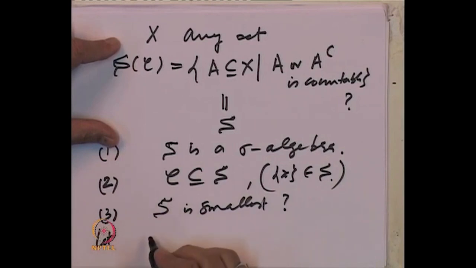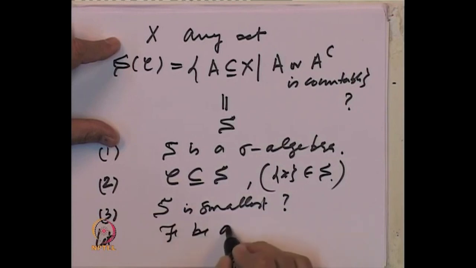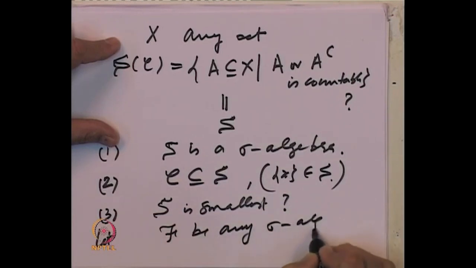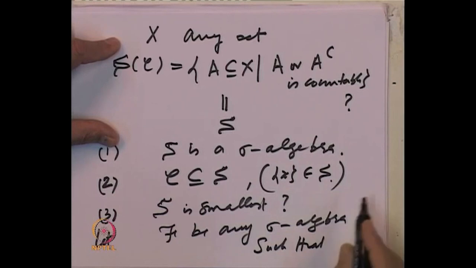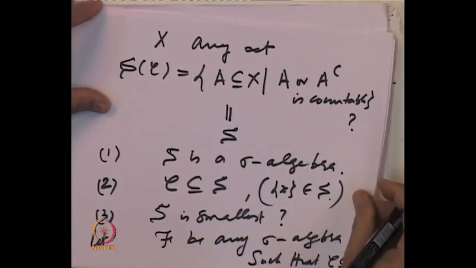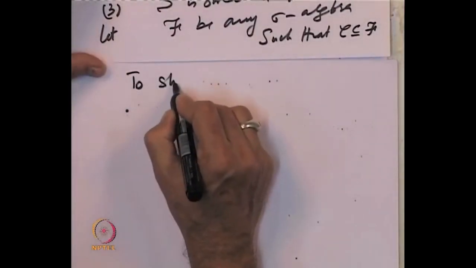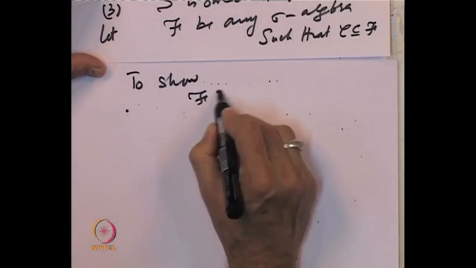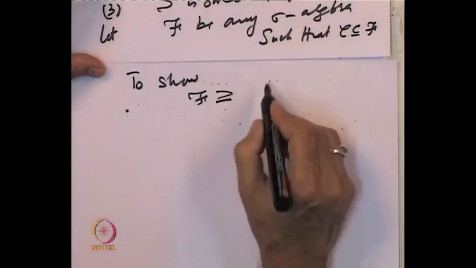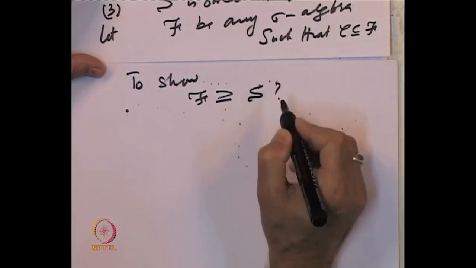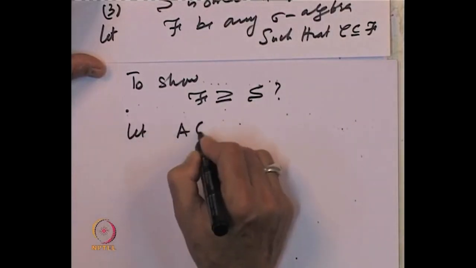So, let us take any other sigma algebra. Let F be any sigma algebra such that C is a subset of F. What we want to show is that F includes this collection S. Okay, so let A belong to S.